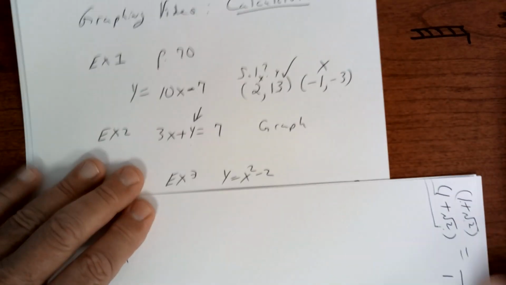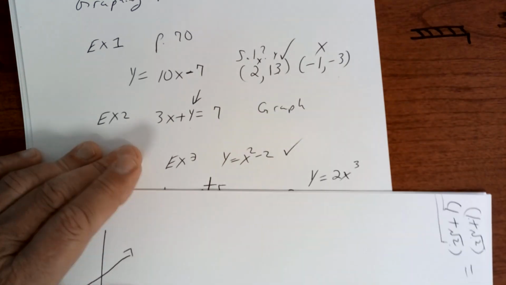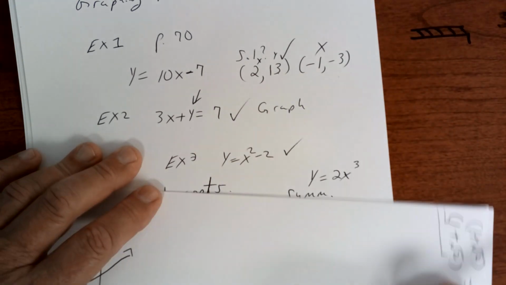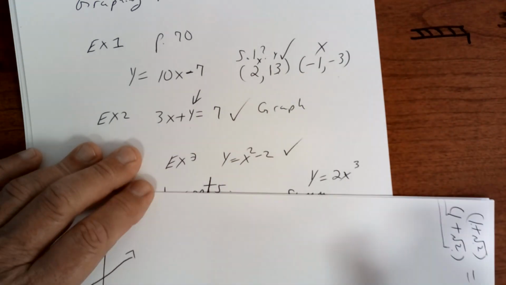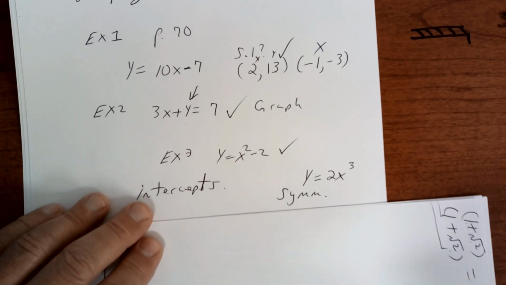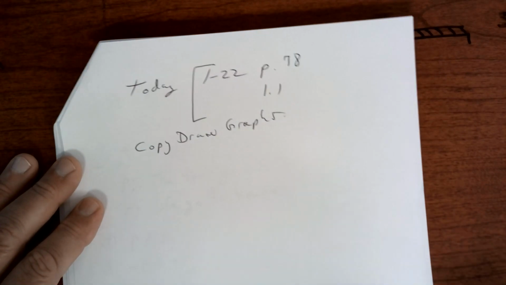Okay, let's go to this one. This one is a parabola, and we're actually just going to use the calculator on that one. And we can use the calculator on the first one as well. So let's look at this last one. This is a cube. We want to find the intercepts, and we want to find out if it's symmetrical. Today's work is going to be right here. Make sure you copy and draw and use your calculators. Have a good morning.